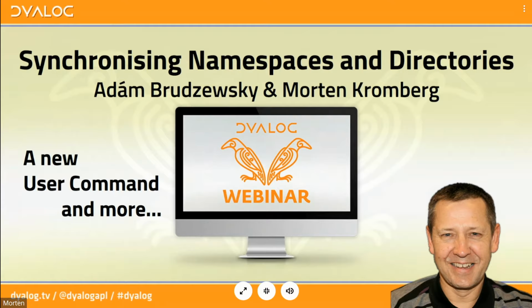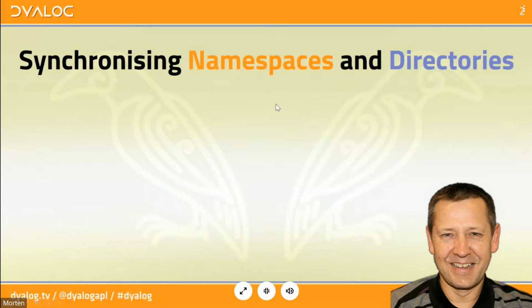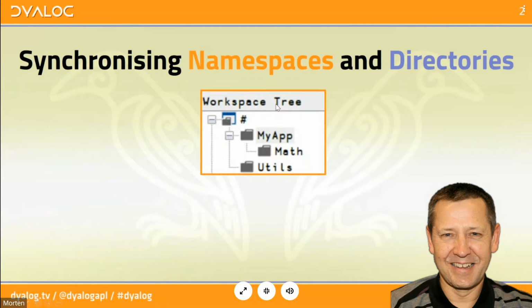Adam's going to be doing most of this presentation, and he's also written most of the code, so that's very appropriate. But before he sets off, I'd like to say a few words about today's topic. We're going to be talking today about synchronizing namespaces and directories. What we mean by that is that we want to synchronize the tree of namespaces that you might have in a workspace. We're going to be using an imaginary small application, which you can see the structure of here.